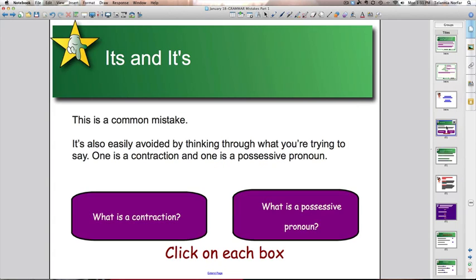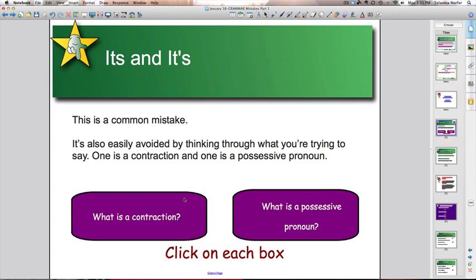It's and its. Ugh, what's the difference? Now, this is a common mistake. It's also easily avoided by thinking through what you're trying to say. One is a contraction, and one is a possessive pronoun. So let's find out what is a contraction and what is a possessive pronoun. Pause the video until you have written down what is a contraction and leave space to write the answer, and what is a possessive pronoun and leave space to write the answer.